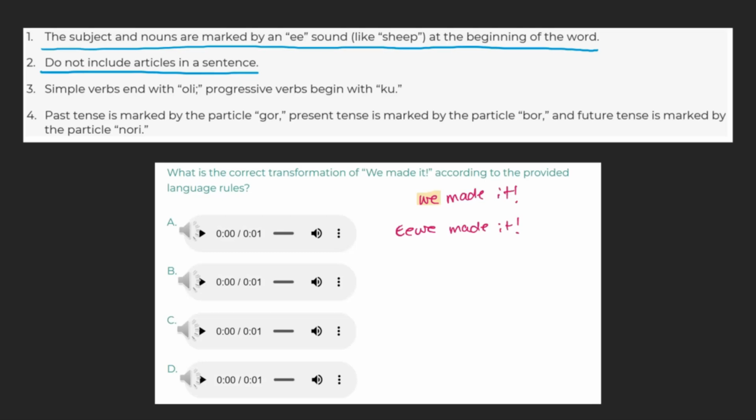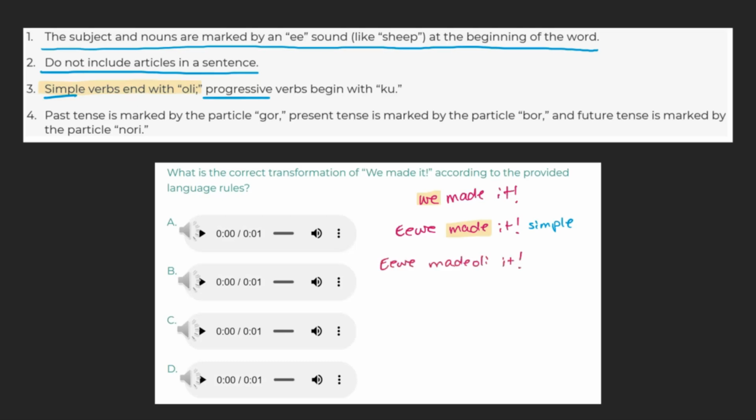Our next rule focuses on simple versus progressive verbs. Our verb, made, is simple, as it's describing something that happened in the past as opposed to something ongoing. If it were progressive, our sentence would read, "we are making it." As simple verbs receive an "oli," our phrase currently reads, "we made oli it."